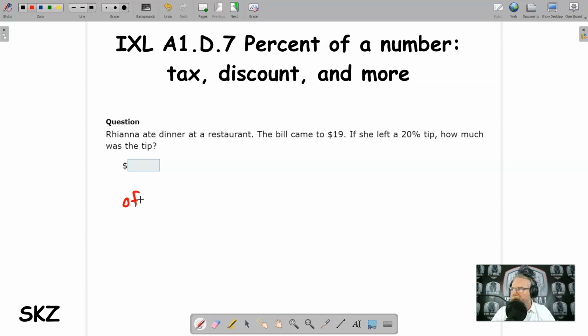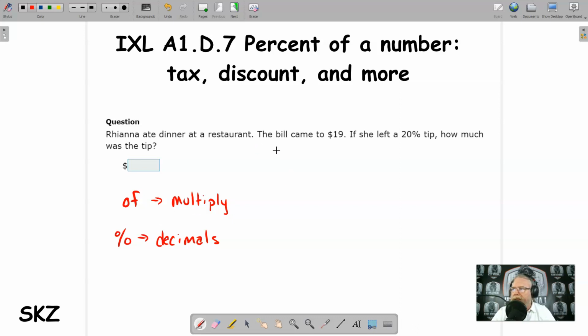The word of, if we think of the word of, this lets us know that we need to multiply. So whenever we hear the word of, we want to go ahead and multiply. And also, we want to be able to take percents and change them to decimals. These are the two key ingredients of this activity: that the word of means to multiply, and that we want to change our percents over to decimals. And that's going to be very helpful in this activity.